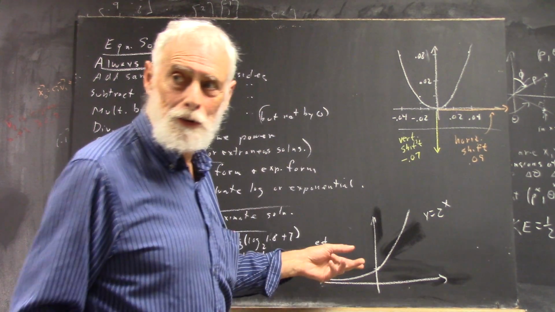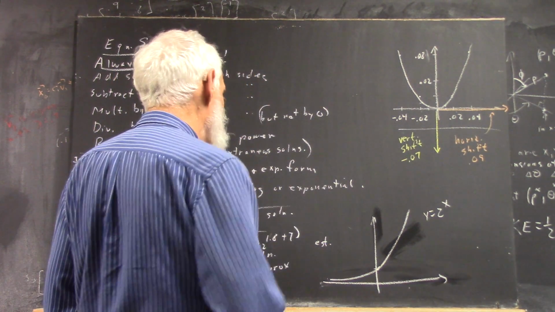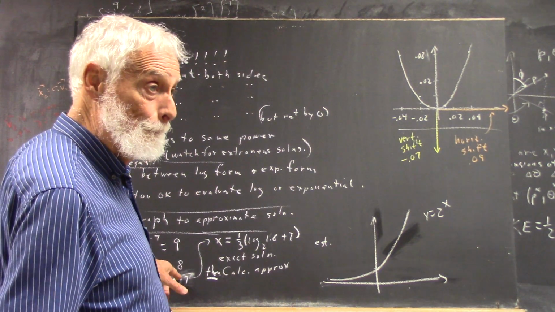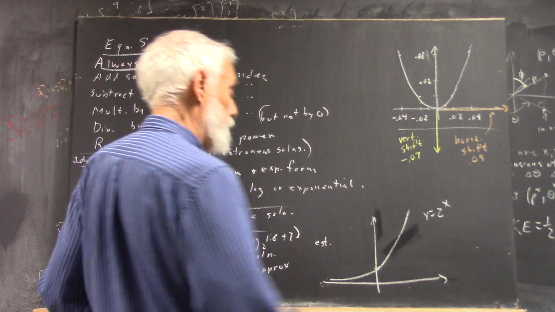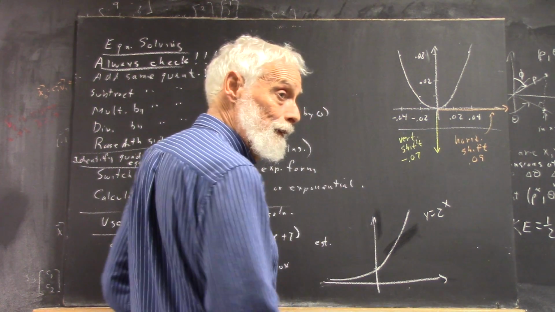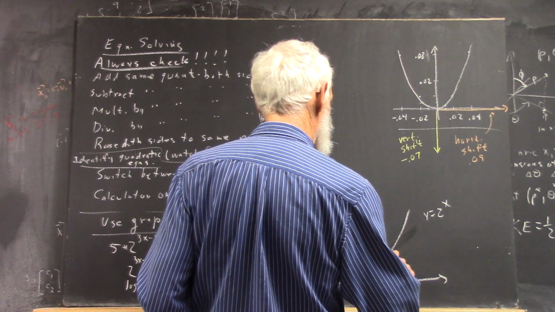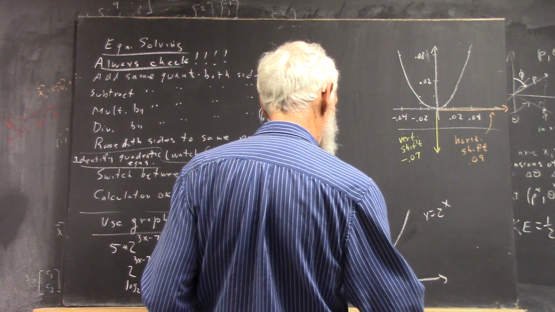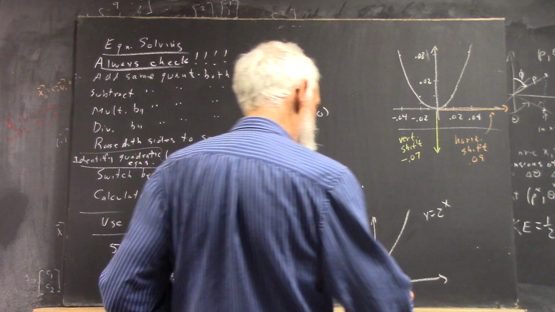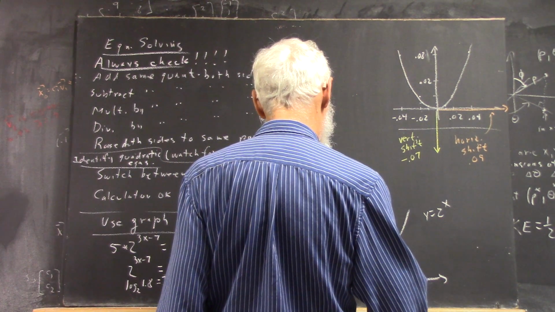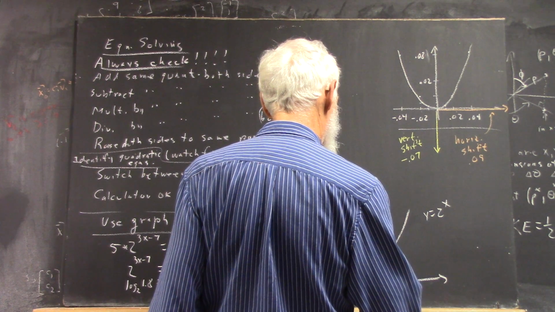Okay, so here's your 2 to the x graph. We want to know 2 to what power equals 1.8, right? So where do we put 1.8? Not here, we put it up here. This is 1, so here's 1.8. We project over, we project down, and we say, okay, let's see, that looks like about 0.9.